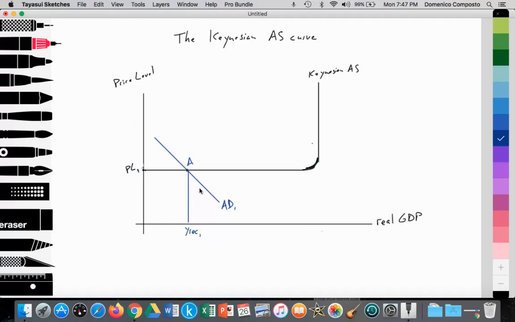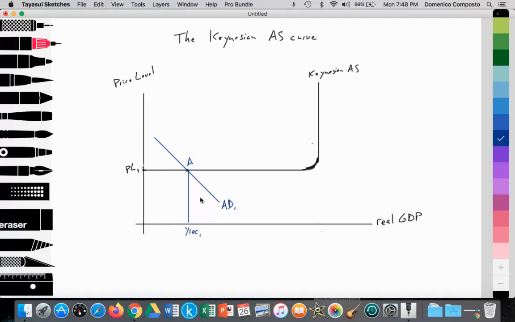At Y recession 1, we have unemployed resources and unemployed labor being greater than the natural rate of unemployment. And we have spare capacity in the economy. And we don't really have much upward pressure on the price level because there's so much unemployment. Resources like labor are not in a position to bid up their wage.